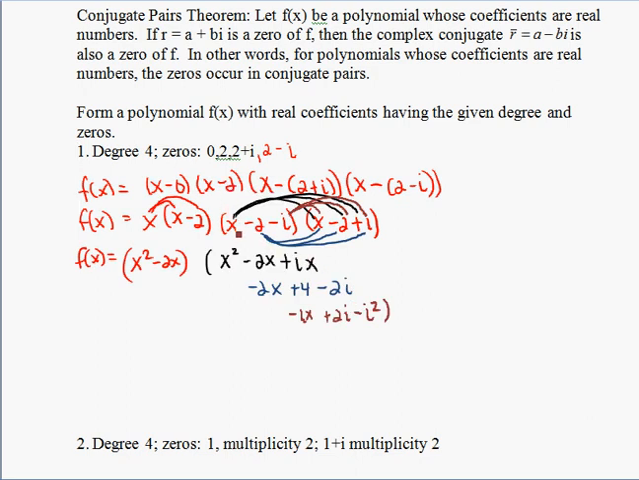So I first distributed the x over this trinomial. I got this black part here, and then distributed the negative 2 over the trinomial. I got the blue part. Then I distributed the negative i over this trinomial, and I got this part here. That's a sad looking i. So now you want to combine like terms.